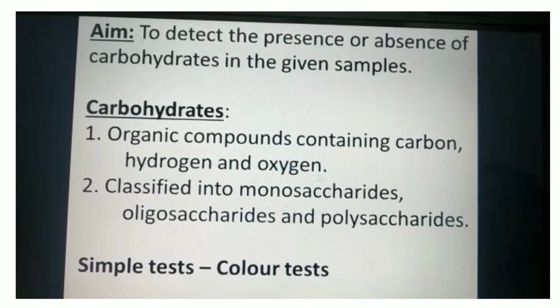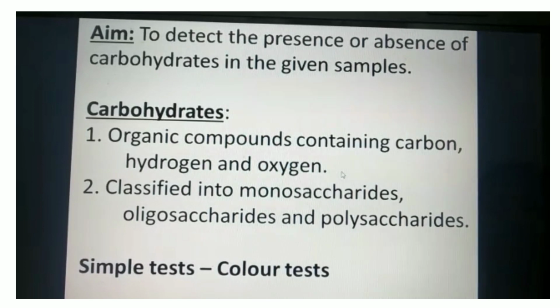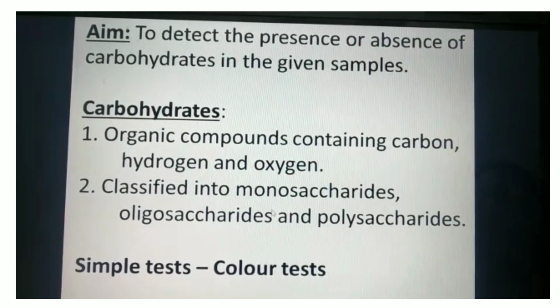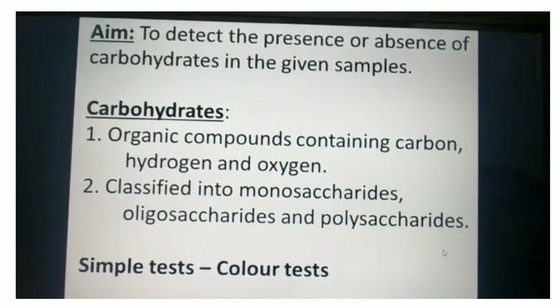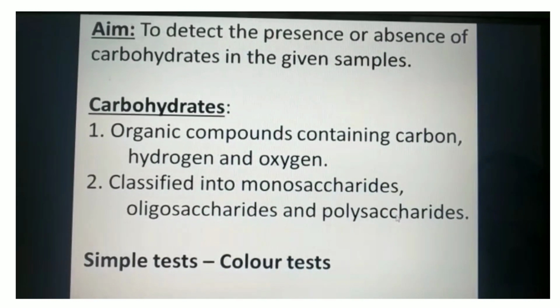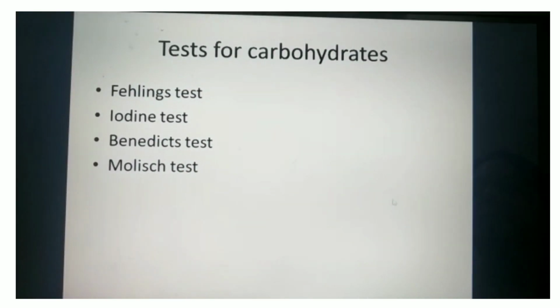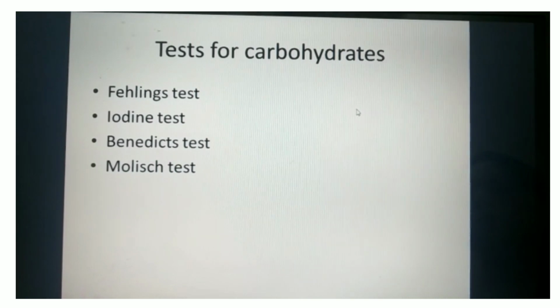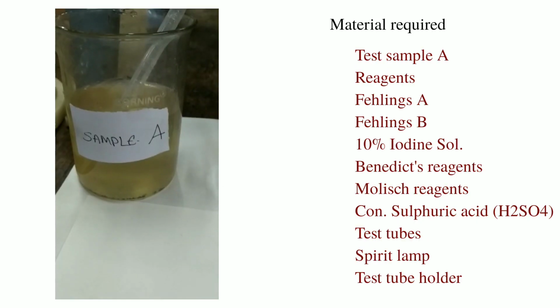Carbohydrates are organic compounds containing carbon, hydrogen and oxygen. They are classified into monosaccharides, oligosaccharides and polysaccharides. Today we will do some simple tests, also called color tests, to detect the presence of carbohydrates. The tests that we are going to do are Fehling's test, Iodine test, Benedict's test and Molisch test.